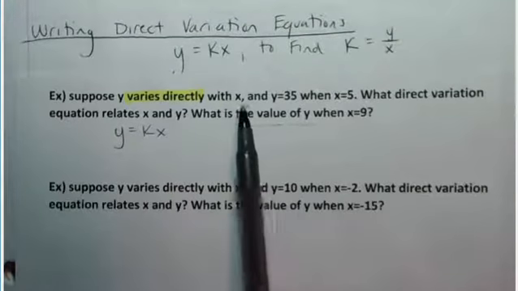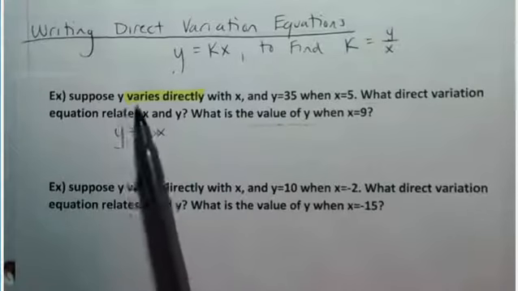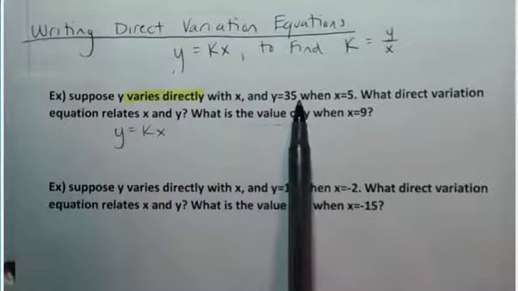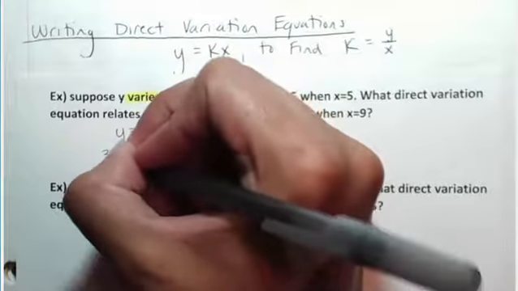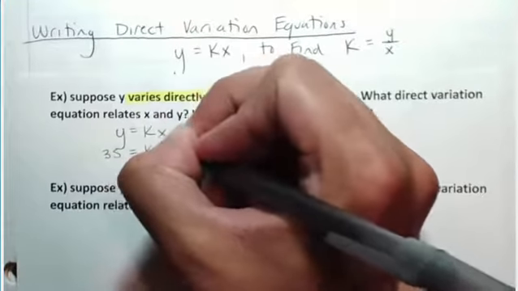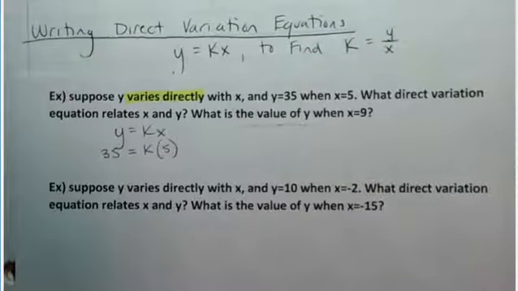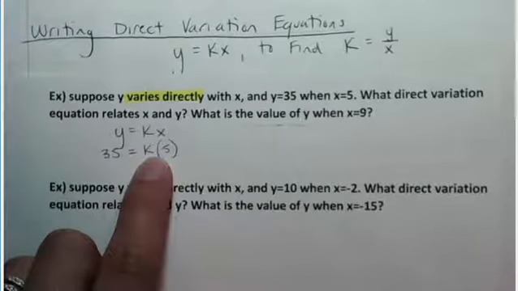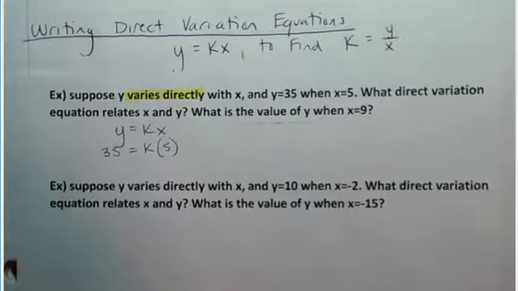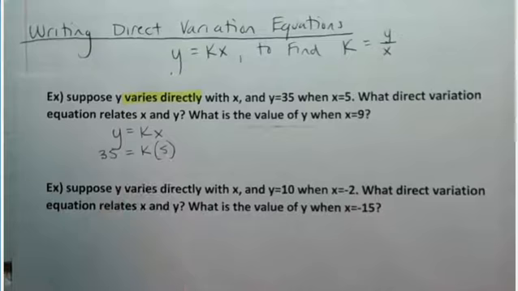And what they're saying is, suppose y varies directly with x, y is 35 when x is 5. So they tell me y is 35 when x is 5. What direct variation equation relates x and y? And then what is the value of y when x is 9? So this is what they're telling me. I want to figure out what k is. To figure out what the k is, now this one's easy to think about. What times 5 gives you 35?